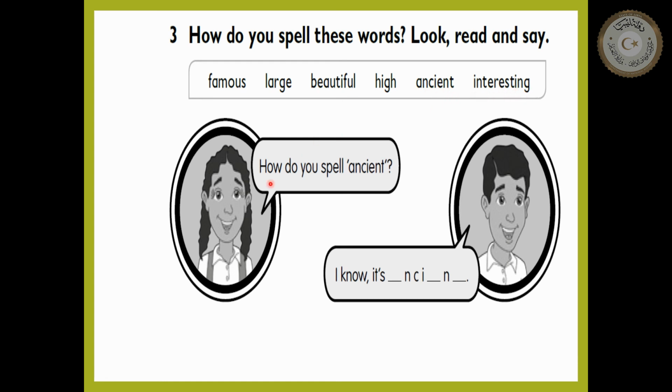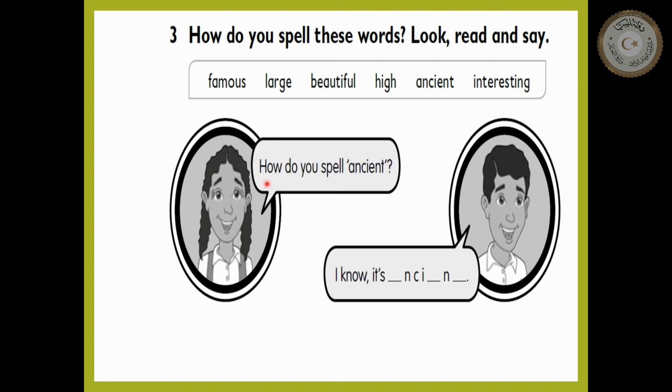So the question is, how do you spell ancient? Can you tell me how do you spell ancient? A-N-C-I-E-N-T. Excellent. Ancient. Can you try with famous? How do you spell famous? F-A-M-O-U-S. So repeat after me the question.